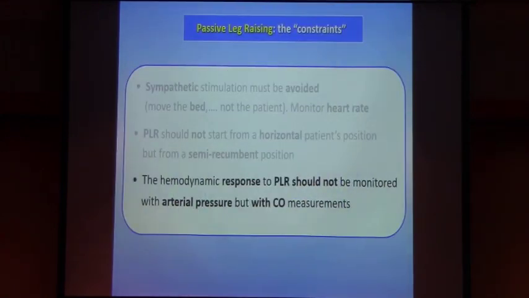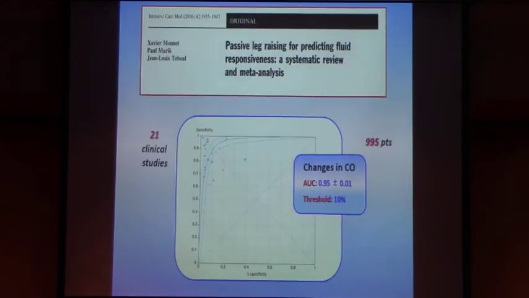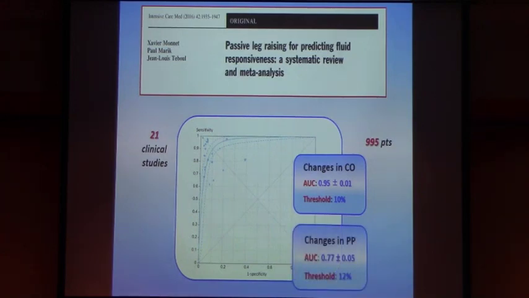Sorry. Another constraint, which is very important, is that the hemodynamic response to PLR should not be monitored with arterial pressure, but with cardiac output measurements. It's a pity. I would have preferred the opposite, because arterial pressure is easier to measure, of course. And in this meta-analysis I showed before, cardiac output works very well to predict, but the changes in pulse pressure or systolic arterial pressure did not predict very well.